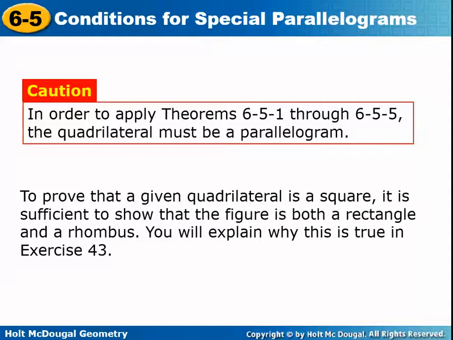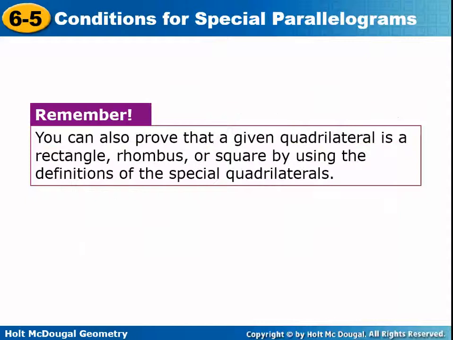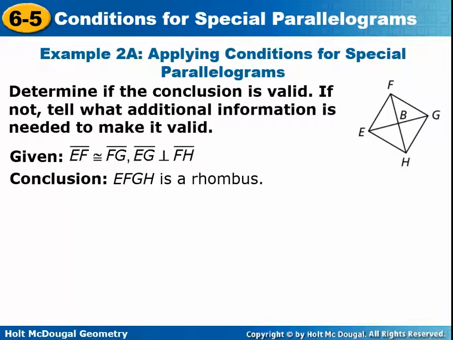All right, so for a square, you're going to show that it's a rectangle and a rhombus. A square is a rectangle and it's a rhombus. You can also prove that a given quadrilateral is a rectangle, rhombus, or square by using the definitions of special quadrilaterals.